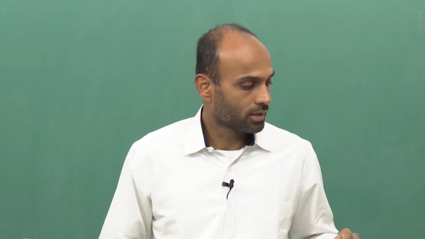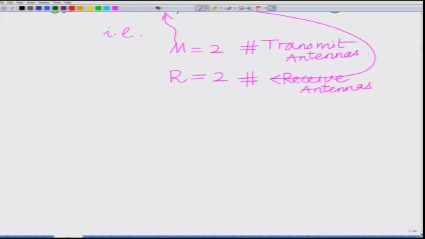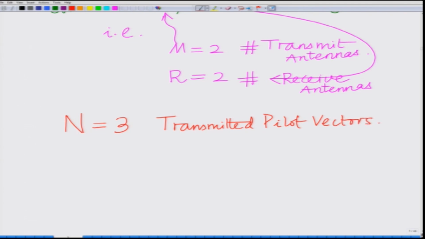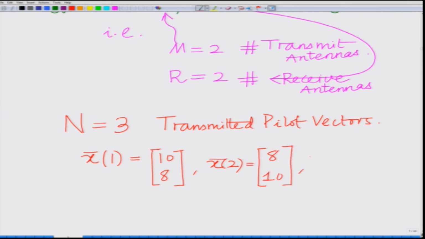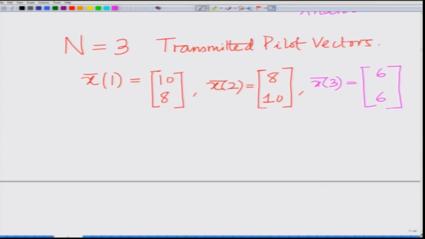Now, let us consider N equal to 3. In this particular example, let us say we have N equal to 3 transmitted pilot vectors. Let them be x bar 1, that is the first pilot vector, that is 10, 8, x bar 2, that is the second pilot vector, that is 8, comma 10, x bar 3, that is the third pilot vector, that is 6, 6. So, we have 3 pilot vectors that are transmitted.